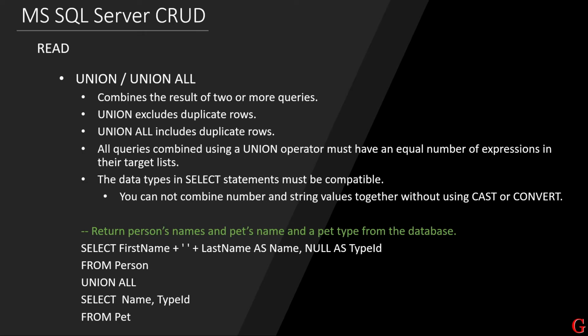Union and union all combine the results of two or more statements. The difference between union and union all is that union excludes duplicate rows. All queries combined using a union operator must have an equal number of expressions in their target lists, and also data types must be compatible.